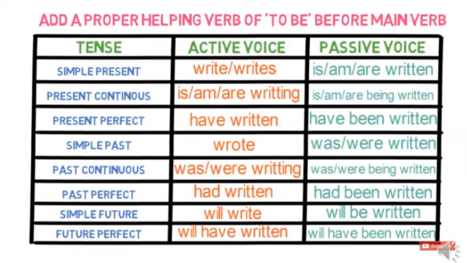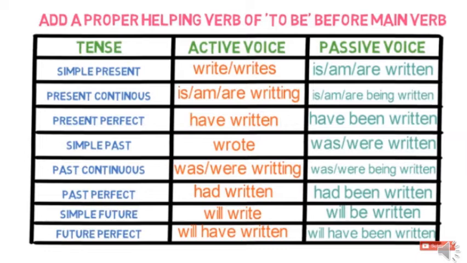For third one, for present perfect tense, in active voice we use has or have plus written, while in passive voice we add been to has or have plus verb third form written. Fourth one, for simple past, in active voice we use wrote, which is the second form of verb, while in passive voice we add was or were as helping verb and verb third form written.